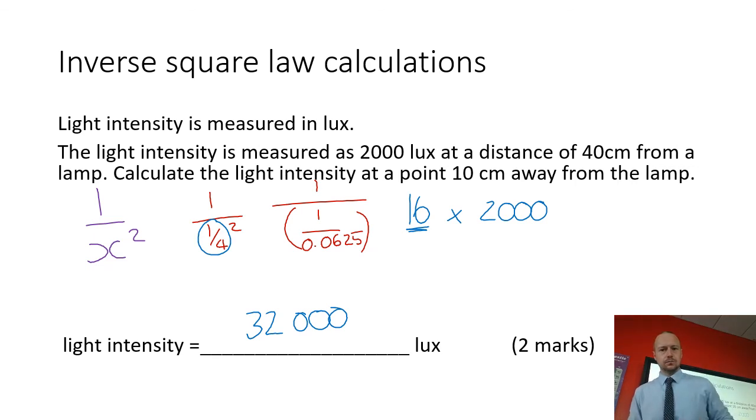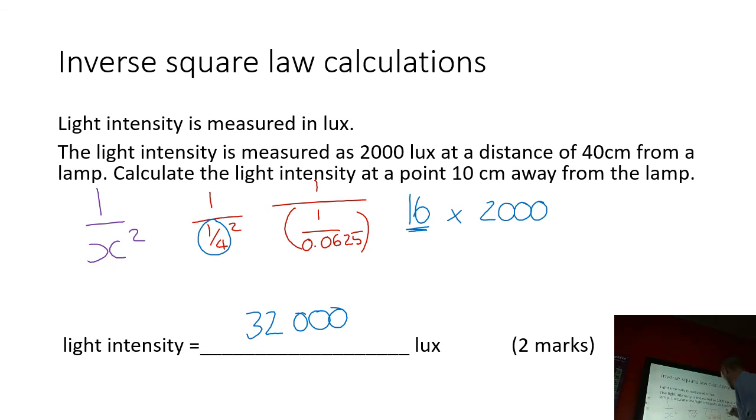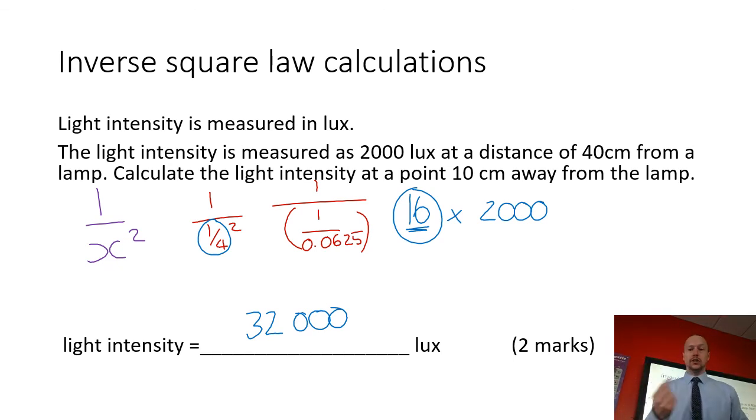32,000 lux. Right, a slightly different way that we can think about this: if the thing's got 4 times closer, then it's 4 squared times more intense, because it's a square law, isn't it? So if it's got 4 times closer, then the light intensity is going to increase by 16. We didn't need to do the maths this way, but we've figured out that the light intensity is going to increase by 16 times. If the original light intensity was 2,000, it's 16 times 2,000, which is 32,000 lux.